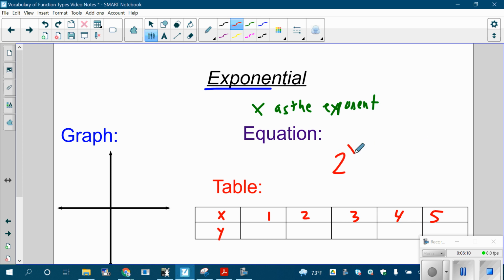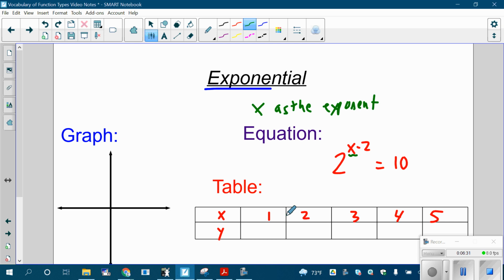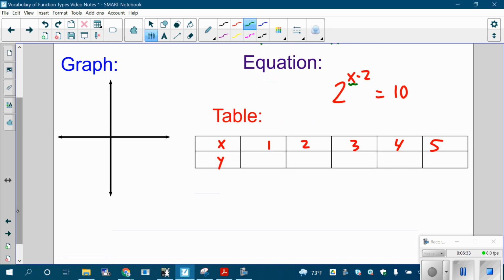So this is an exponential graph. It has an x in the exponent. Exponential tables, we'll obviously study this a lot more, but they follow a pattern where instead of going up by the same amount, as in adding or subtracting the same amount, they multiply by the same amount. So you might see something like this.